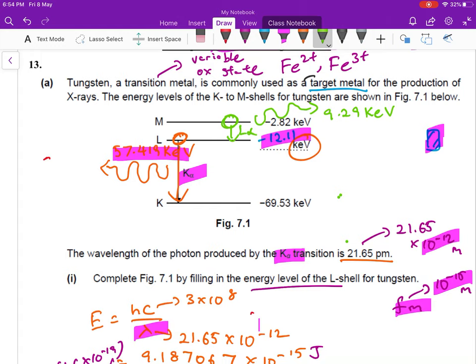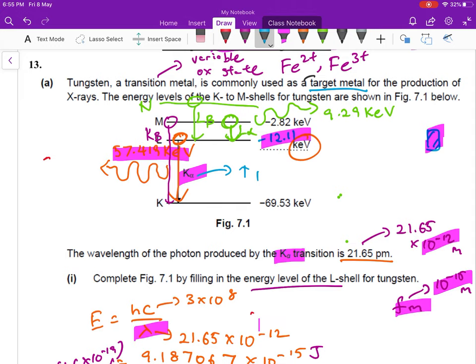Okay, so determine the wavelength of photon produced by L alpha. Okay, L alpha transition. So what is L alpha? You see L, right? L is your final state, right? So where do you drop to L from? From M to L. Okay, so it is called alpha. If it is L beta, let's say there is one more energy level, we call it N. Okay, so if N drops to L, it is called L beta.